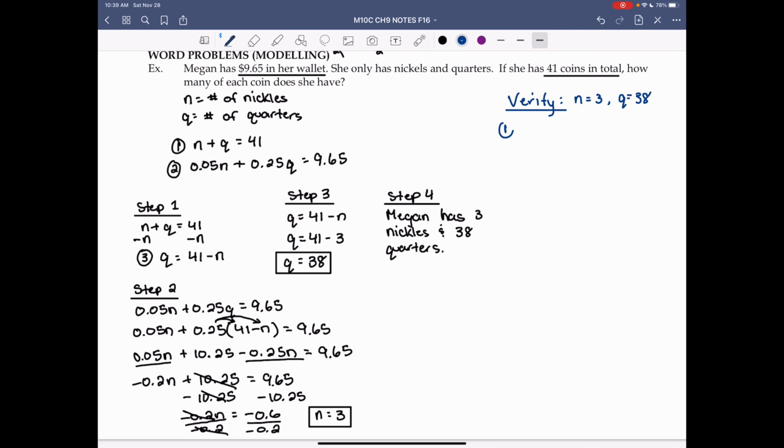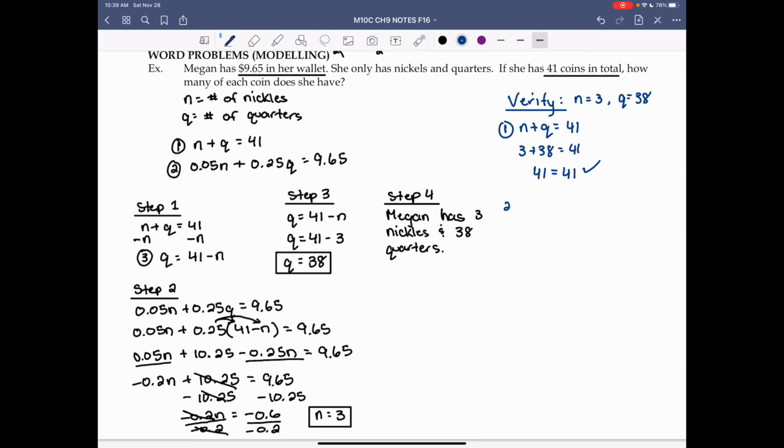Equation number 1, n plus q equals 41. 3 plus 38 is 41, which equals 41. So we know the solution works for equation number 1.